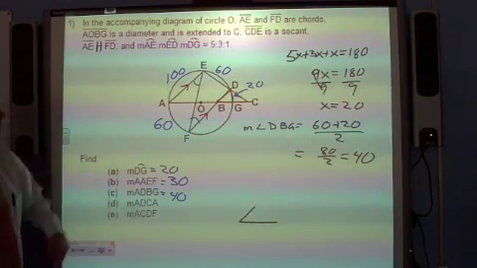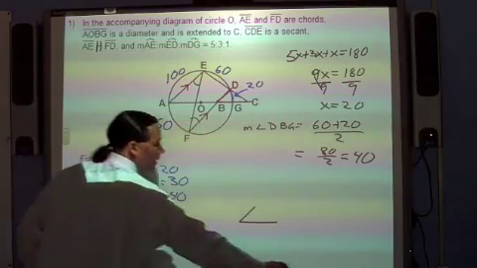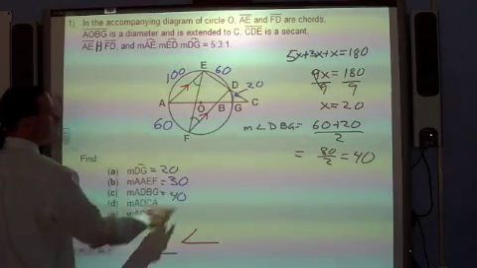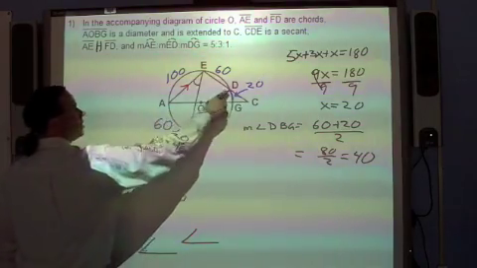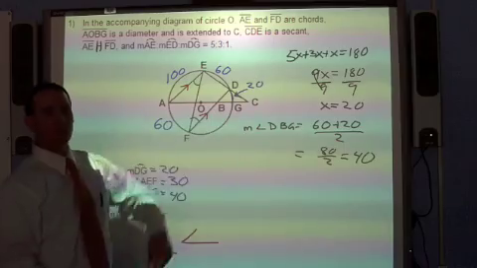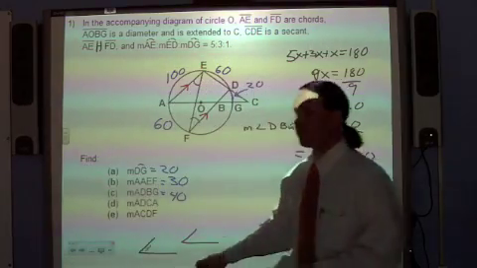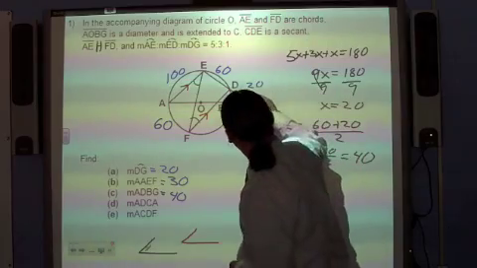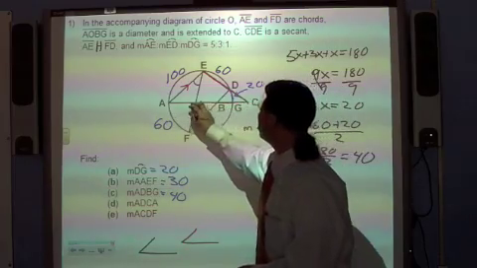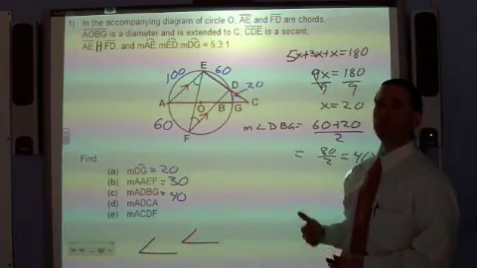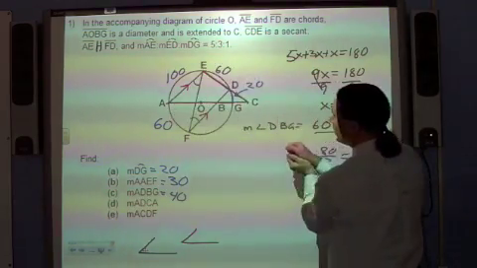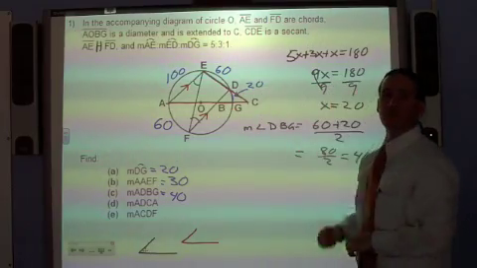Next is DCA. Well, DCA, let me pull this out of here so you don't have to look at it now. DCA is this angle here, right? It's an angle outside of the circle. So you've got to look at the intercepted arcs. Here's one of the pieces. Here's the other piece. So what arcs are we intercepting? We're intercepting 100, and we're intercepting this little 20 right here.